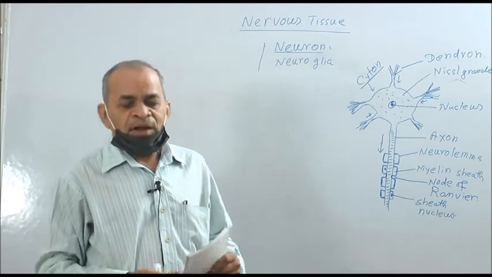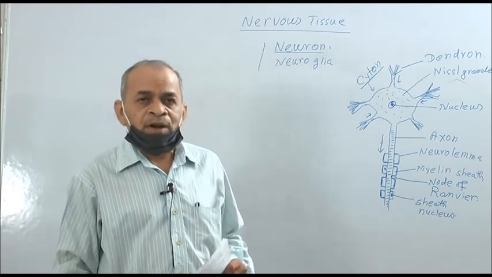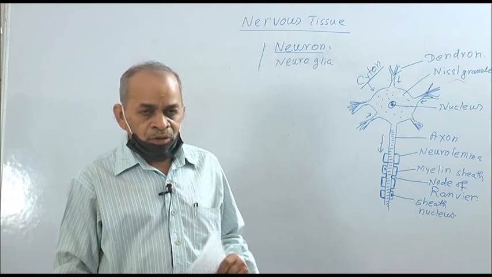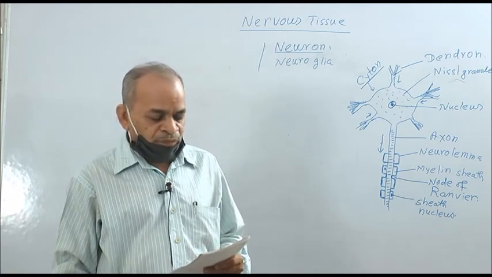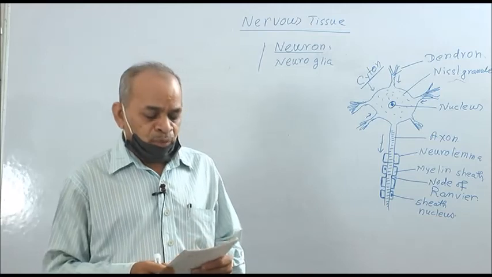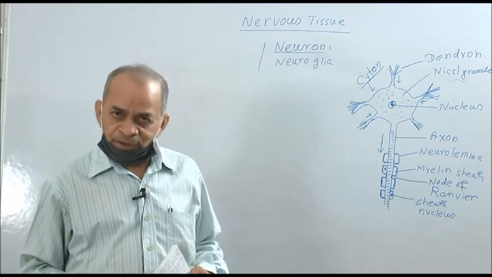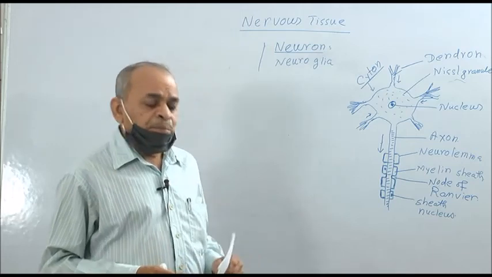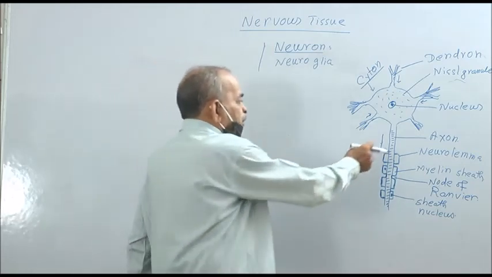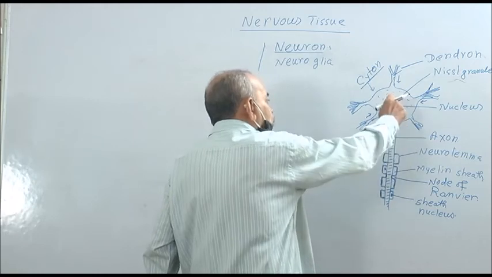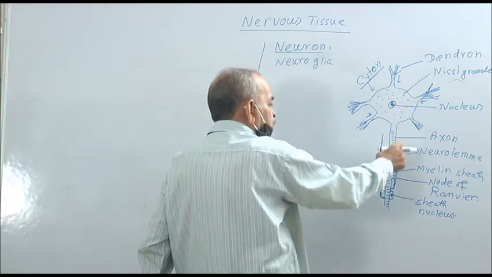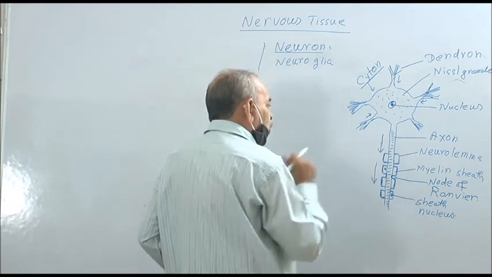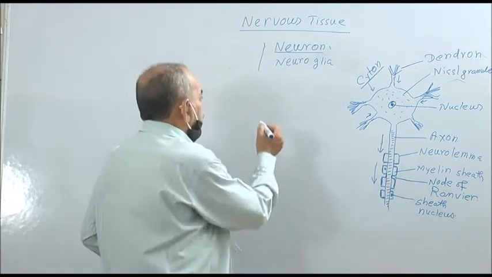So, neuron, as I told you, is the structural and functional unit of the nervous system, and the processes are called nerve fibers. There are two types of nerve fibers, one is axon and the other is dendron. First, axon. It is an efferent process, that means it carries impulses away from the nerve cell.